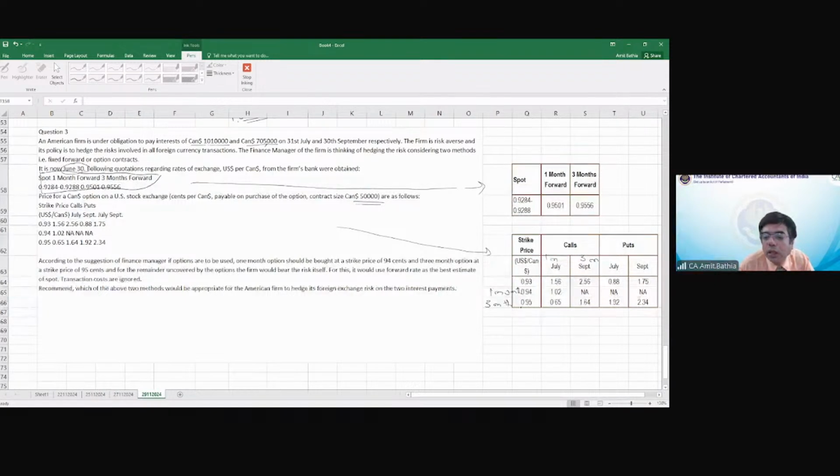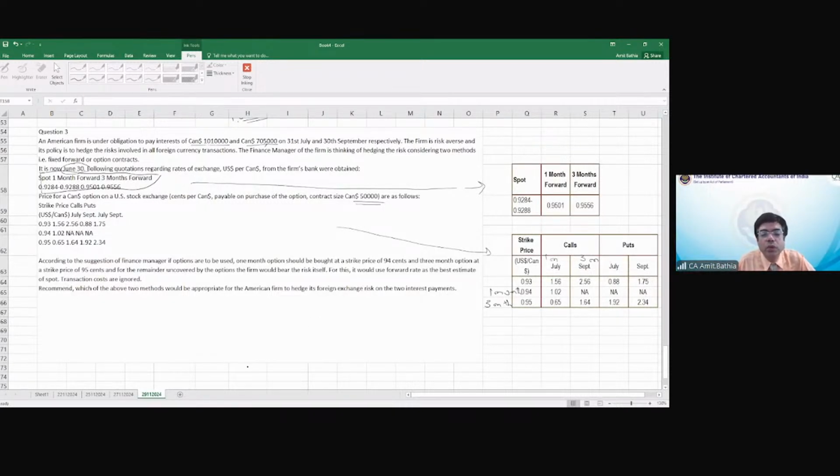3 month option at a strike price of 95 cents. So 3 month at 95 cents, and for the remainder uncovered by the options, the firm would bear the risk itself. For this, it would use the forward rate as the best estimate of spot, and transaction costs are ignored. Recommend which of the two above methods would be appropriate for the American firm to hedge its foreign exchange risk on the two interest payments.